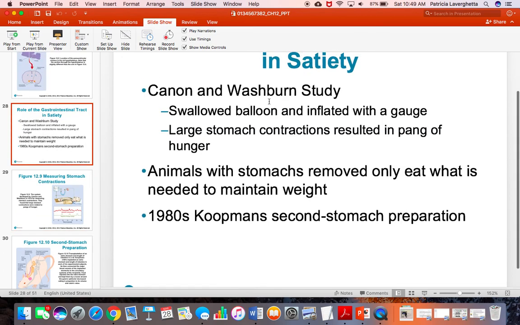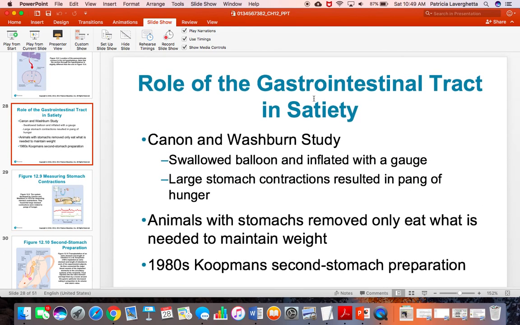Role of the gastrointestinal tract in satiety. If we're talking about hunger and satiety, once again, satiety is when you no longer want to eat. Here you can see this is a classic study by Cannon and Washburn.